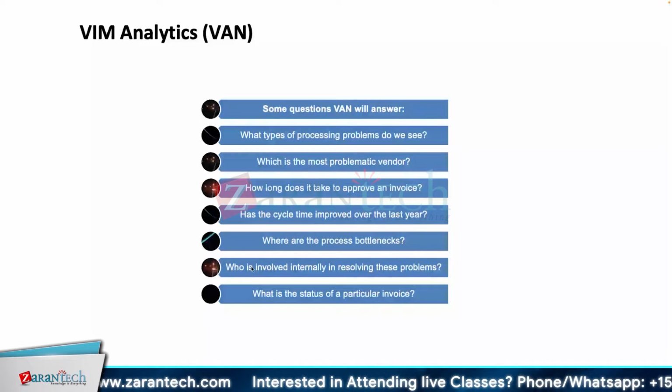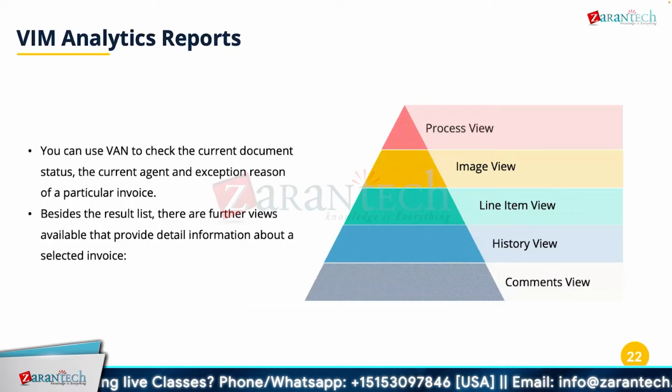So these are the kind of questions we have, and our Vim Analytics and other central reporting both will try to answer these questions accordingly. Okay. And Vim Analytics report, so everyone would have already utilized, and we have these kind of views, or we can see the information through the standard Vim Analytics report. You have the process view, image view. You can even look at the line items, history, and cover section in the Vim Analytics report. So pretty much all the details you need are generally available in the VA2 report.